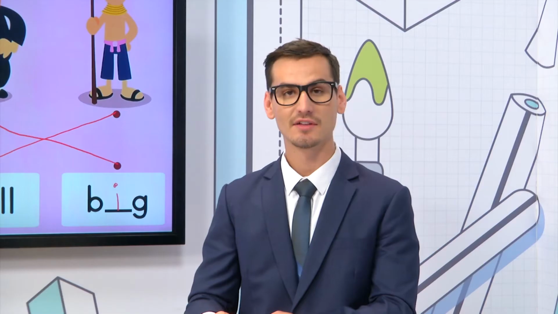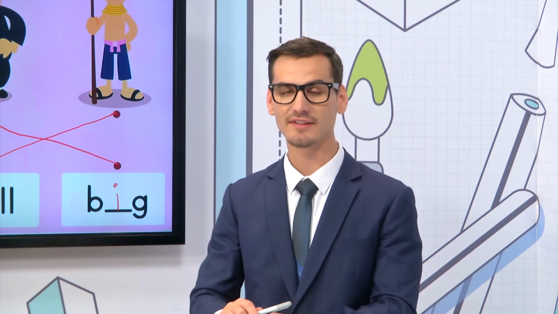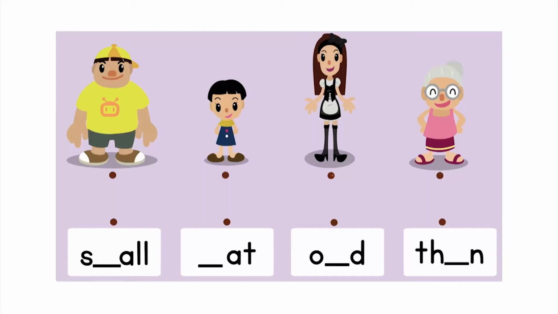There's still more for us to do. Let's see the next 4. The first word starting with S. Small. M is the right missing letter. Small. Which picture does this go with? 1, 2, 3, or 4? 2. Picture number 2. Good job.